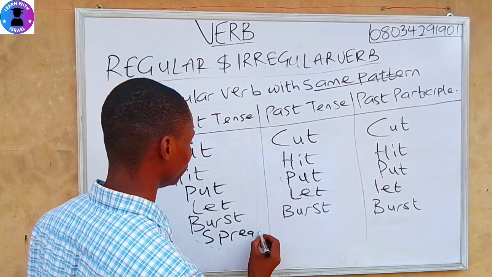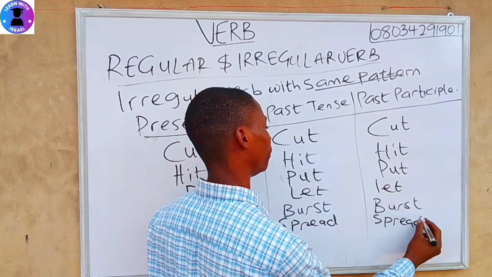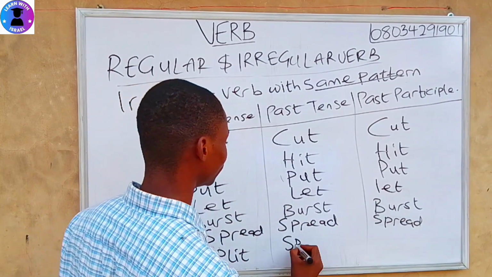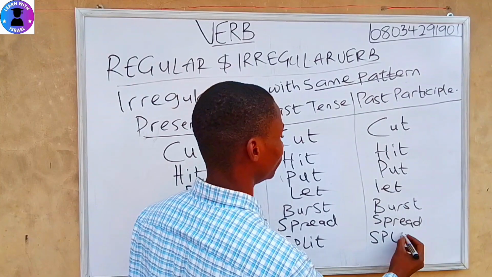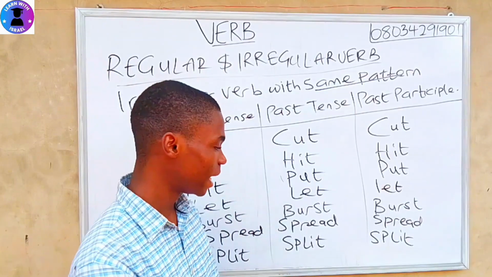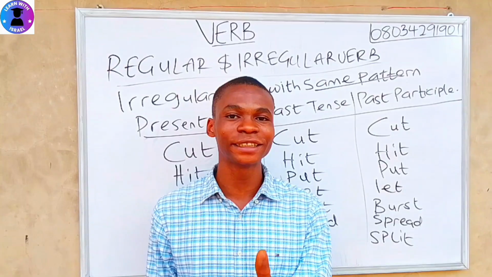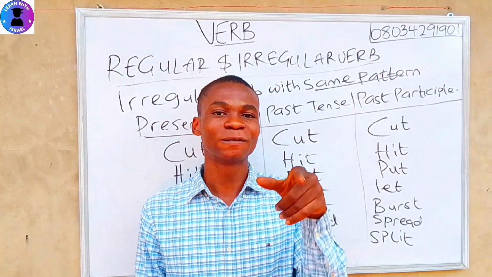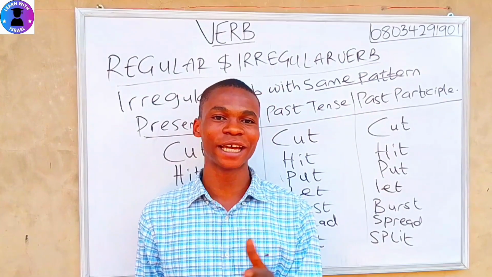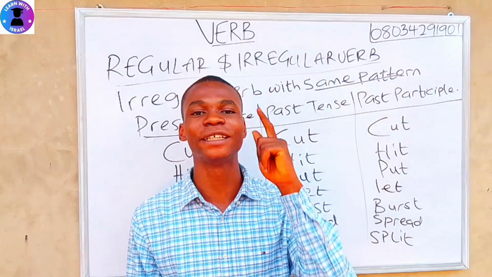Spread, spread, spread. Spreaded is wrong. Split, split, split. Splitted is wrong. As I am saying it is wrong, please take note. There is nothing like splitted. There is also another question: the oranges were split into two. So splitted is among the options. Most people pick splitted, the oranges were splitted into two. They thought they got it right. No, it is wrong. Splitted is not an English word.